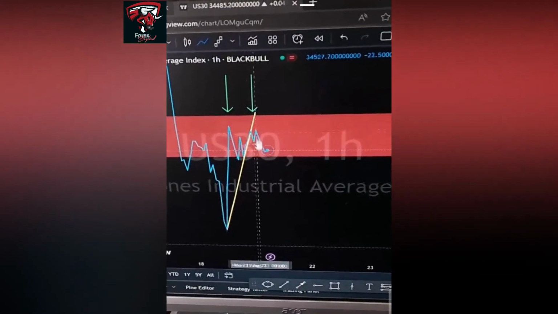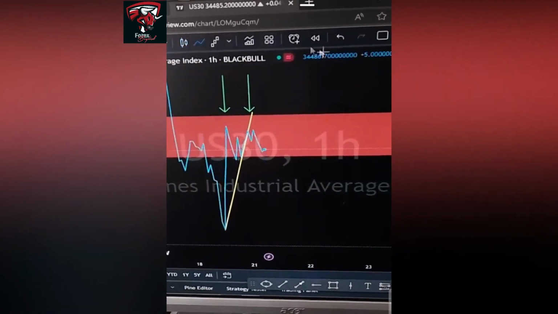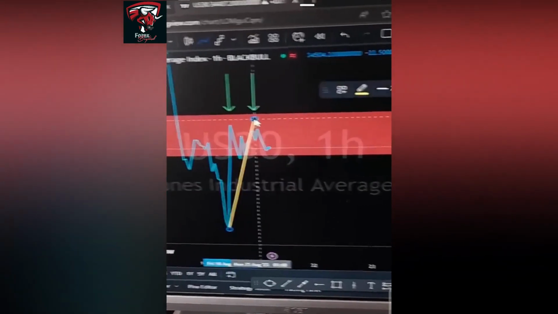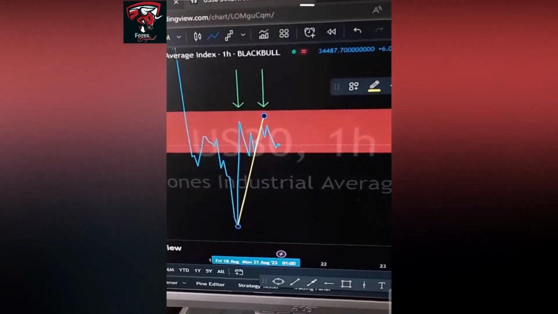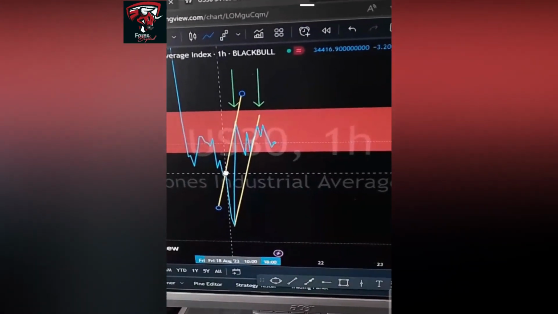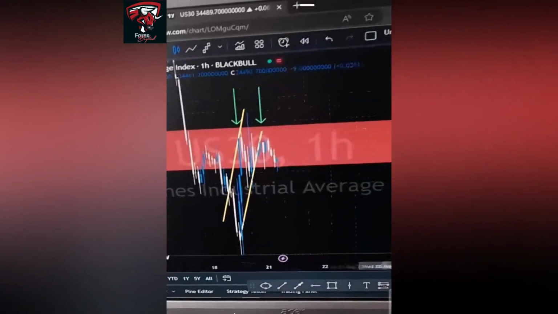We have a break, we have a pullback. Let's confirm that on a candlestick. 100%. Okay, cool. Because I'm still using a line chart. I have something similar to that, right? Let's go to candlesticks right now.